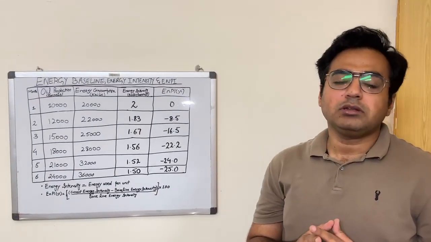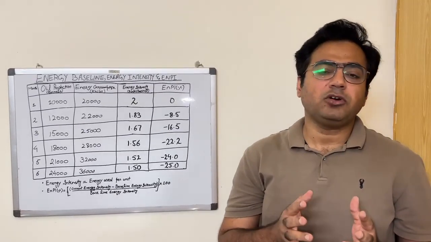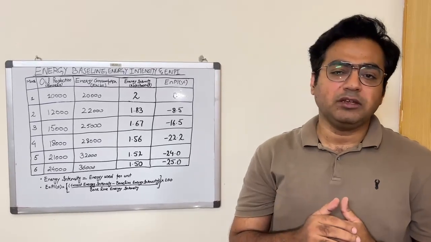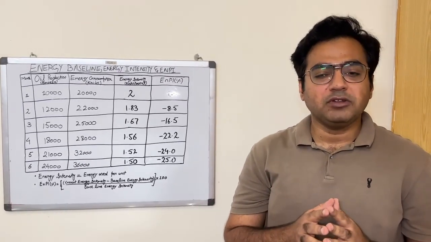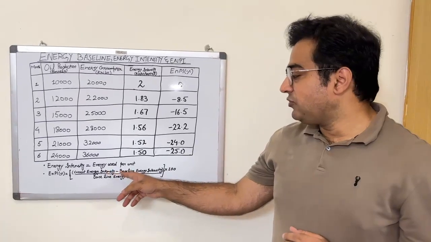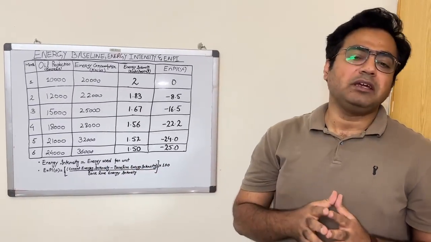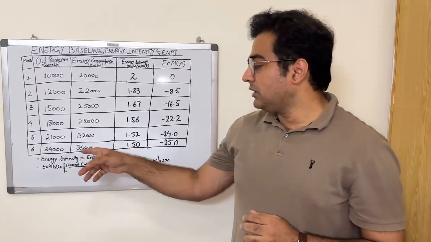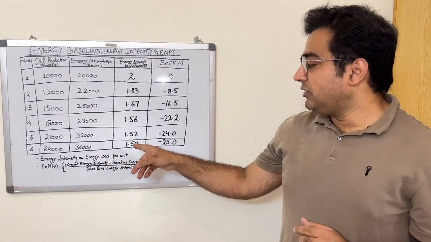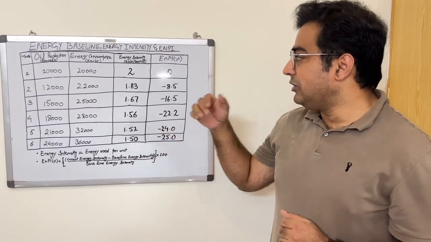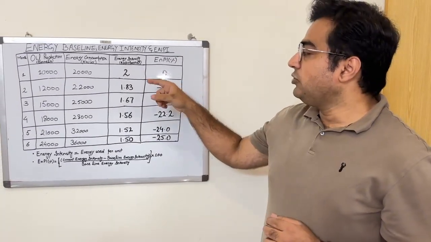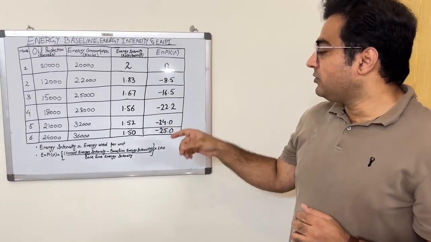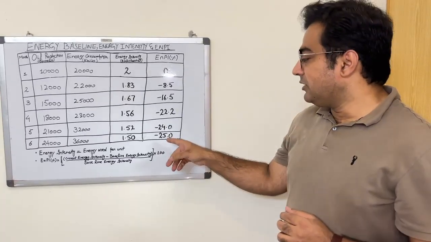Now we will talk about the third most critical concept, that is energy performance indicator or EnPI. EnPI measures our performance against the baseline. The formula of energy performance indicator is current energy intensity minus baseline energy intensity, over baseline energy intensity, multiplied by 100. So here you can see in month 6, the value of energy intensity is 1.50 kilowatt hour per barrel, and the value of energy baseline is 2 kilowatt hour per barrel. Here the value of energy performance indicator would come out to minus 25%.